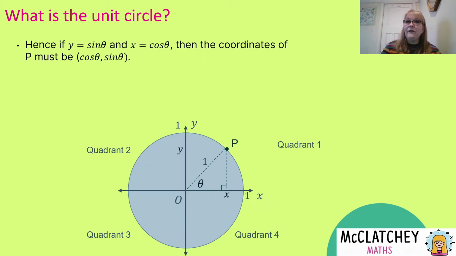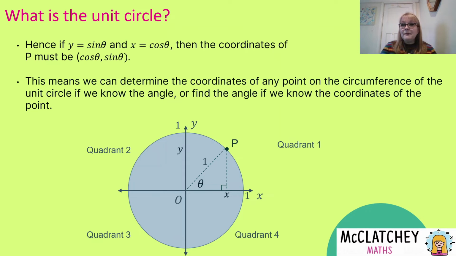So if y is equal to sine theta and x equals cosine theta, then the coordinates of P must be (cosine theta, sine theta). Okay, so that's our coordinates for those different ones, because remember we said the coordinates were (x, y). So therefore, if we replace x with cosine theta and y with sine theta, then we've got these coordinates for our point P.